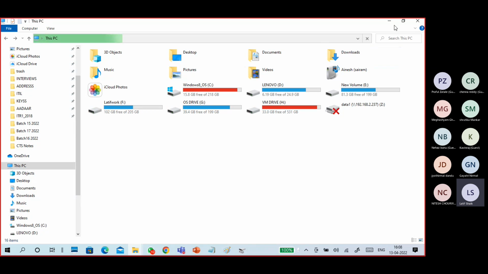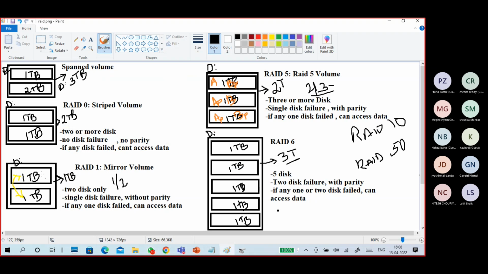But internally for mirror, what happens? Whenever one physical disk gets the data, it copies into the other disk automatically. It's the same in RAID 5 also. But in RAID 5, it copies the data into the other disk in the form of parity. In RAID 1, we don't use any parity. It is a direct copy only. That's why if one of the disks fails, you can still access the data.